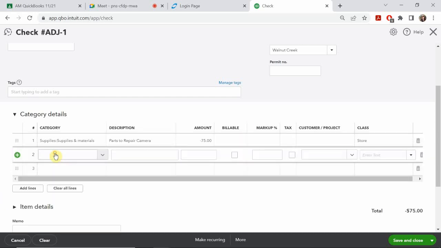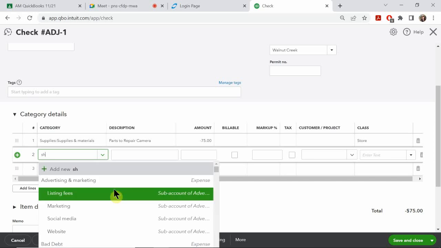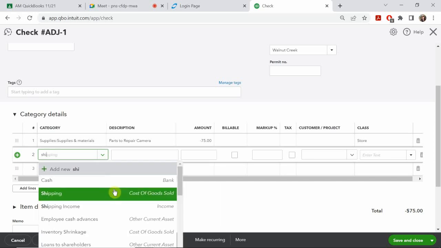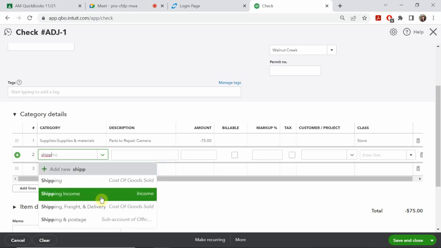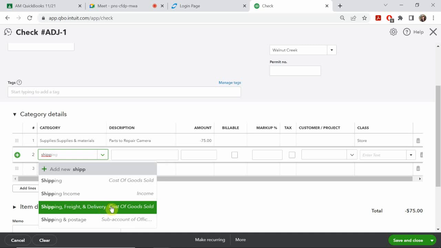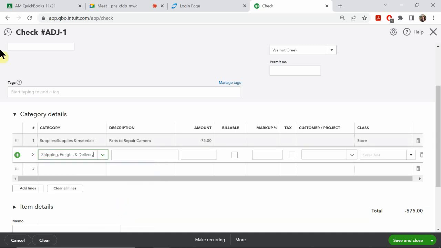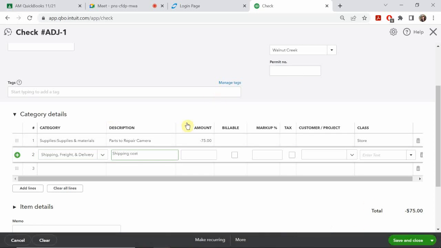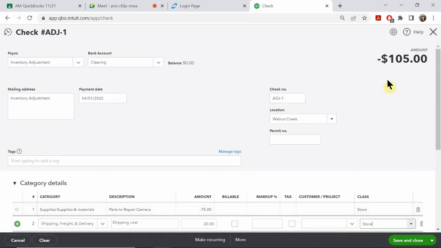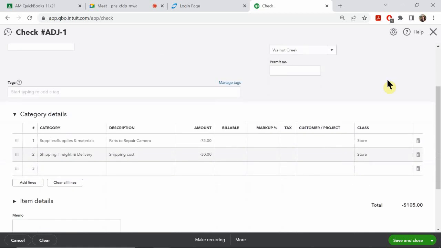And we're also going to do cost of goods sold shipping. So I'm going to do shipping, freight, and delivery here, which is a cost of goods sold. And once again, we're going to go ahead and put shipping cost, right, to bring back the camera for $30, or for us to ship it out, to repair it, to store. Okay? So right now, I'm at a negative $105. Okay?